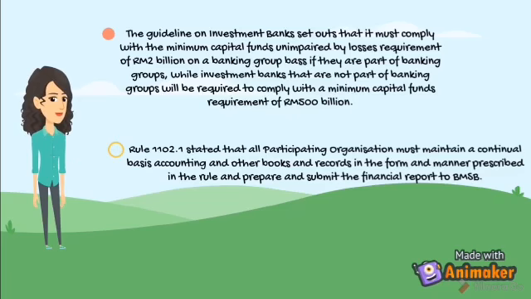Rule 1102.1 states that all participating organizations must maintain on a continual basis accounting and other books and records in the form and manner prescribed in the rule, and prepare and submit the financial report to BMSB.